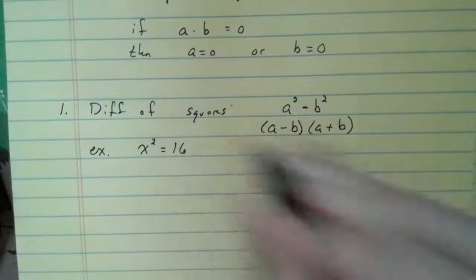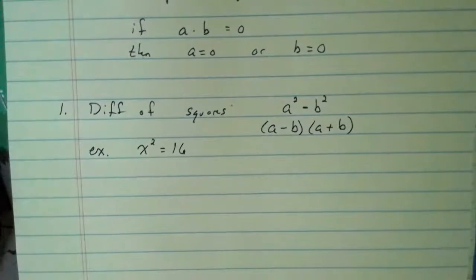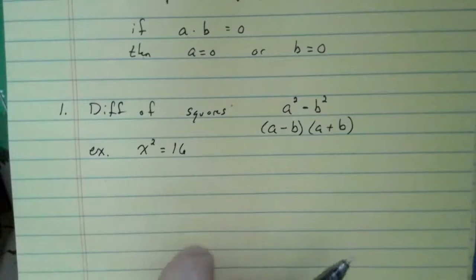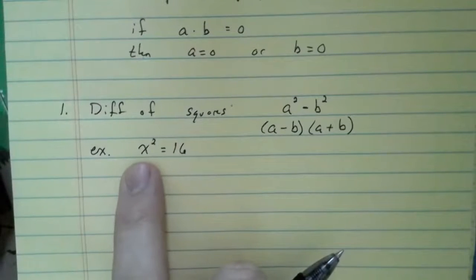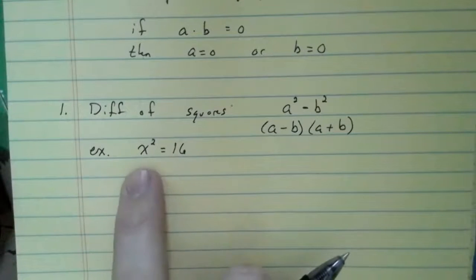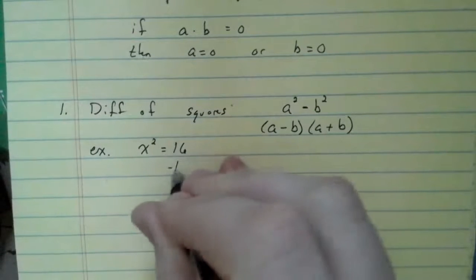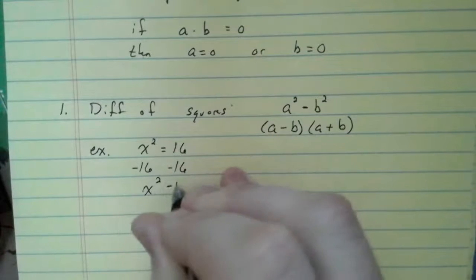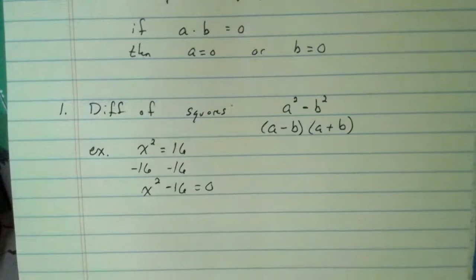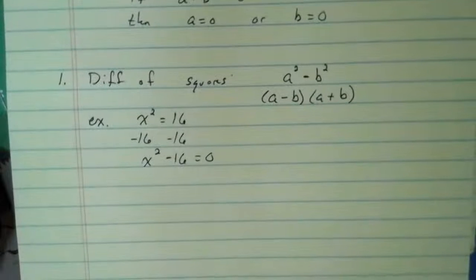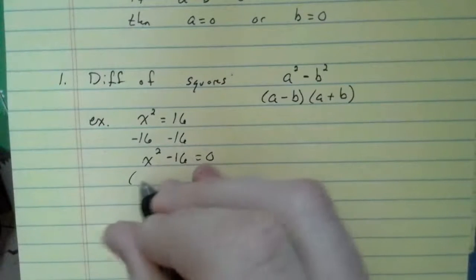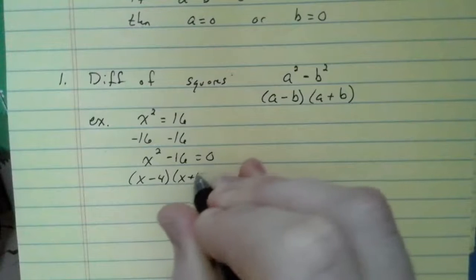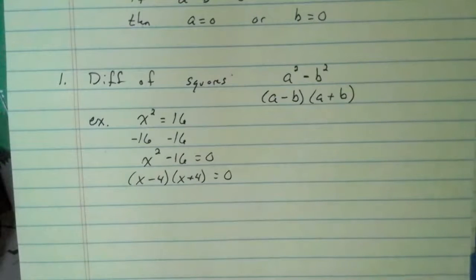equals 16. Okay? Now remember, we're going to use the zero product property, so the first thing I have to do is make this equation equal 0. I usually want my highest degree term to be positive, so I'm going to subtract 16 from each side. So I subtract 16, I get x squared minus 16 equals 0. Now I can factor the left-hand side. So if I factor the left-hand side, I'll get x minus 4, x plus 4 equals 0.